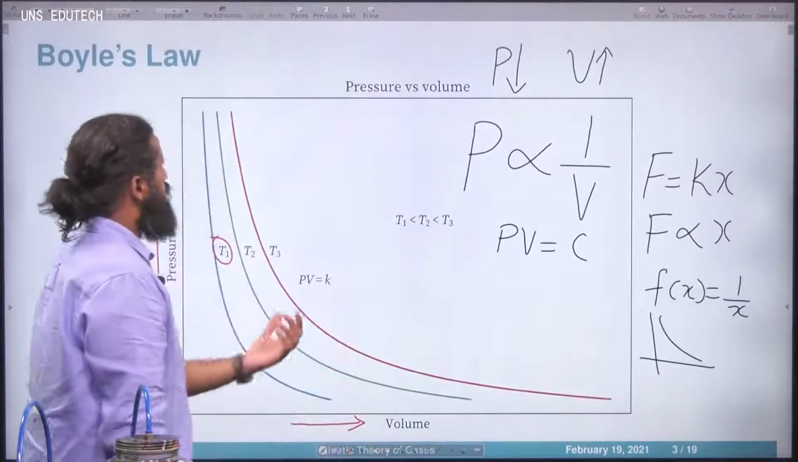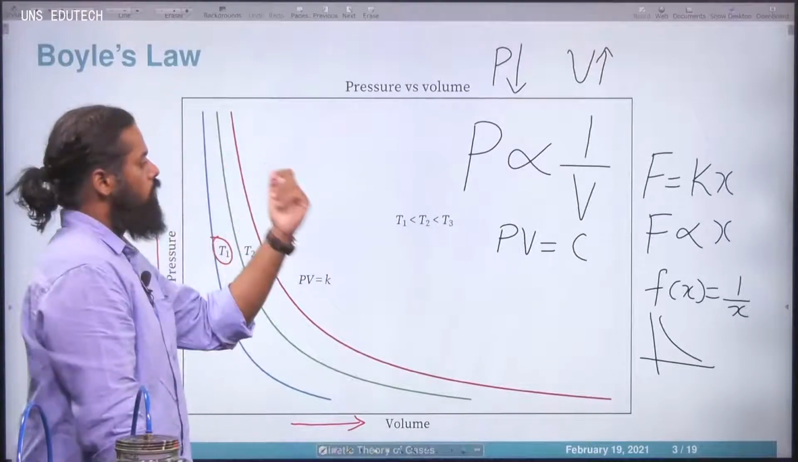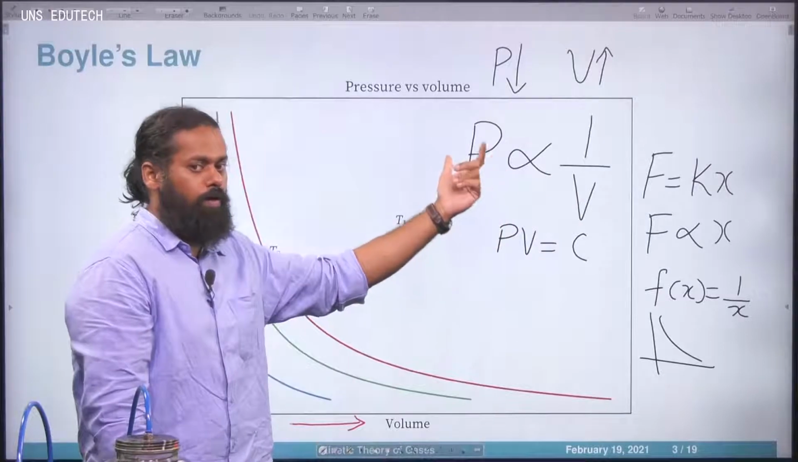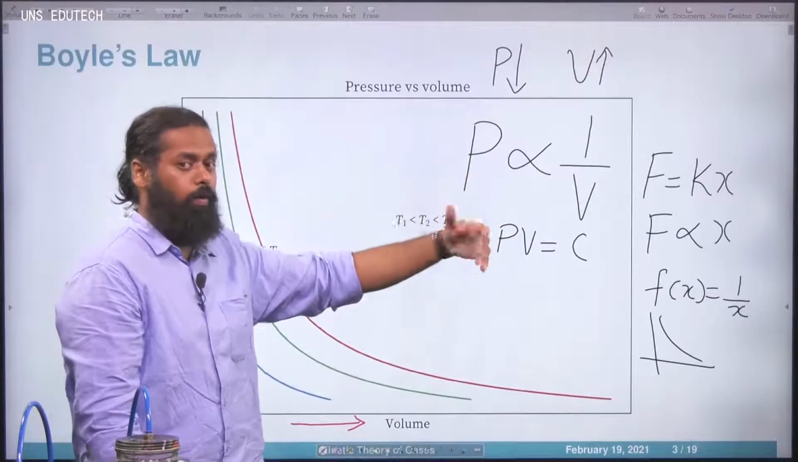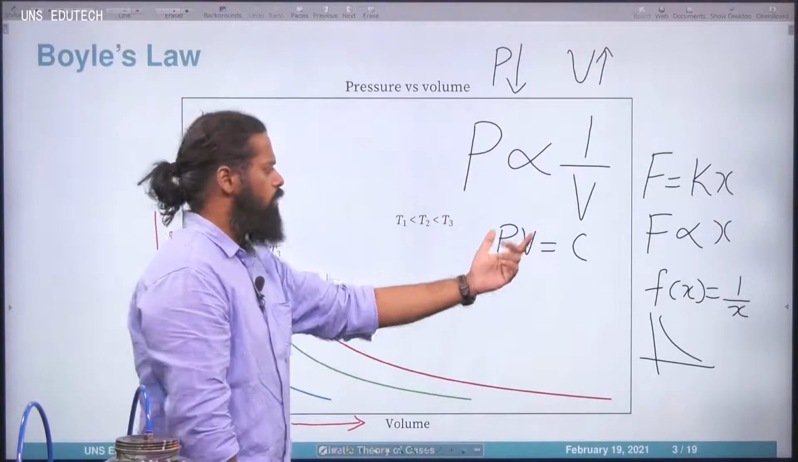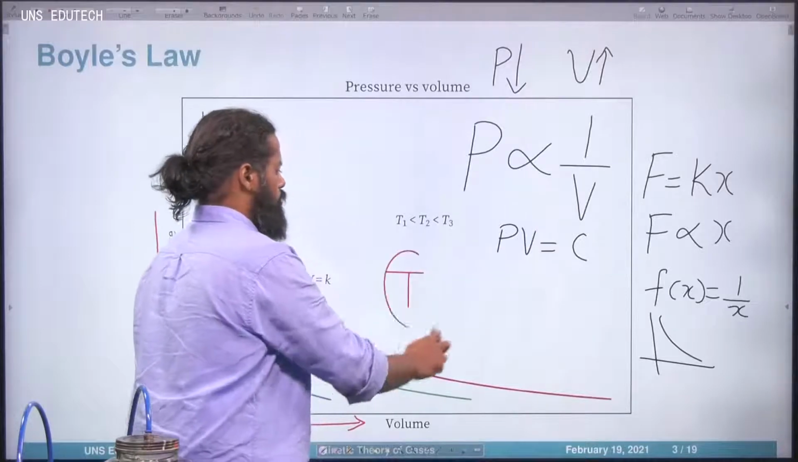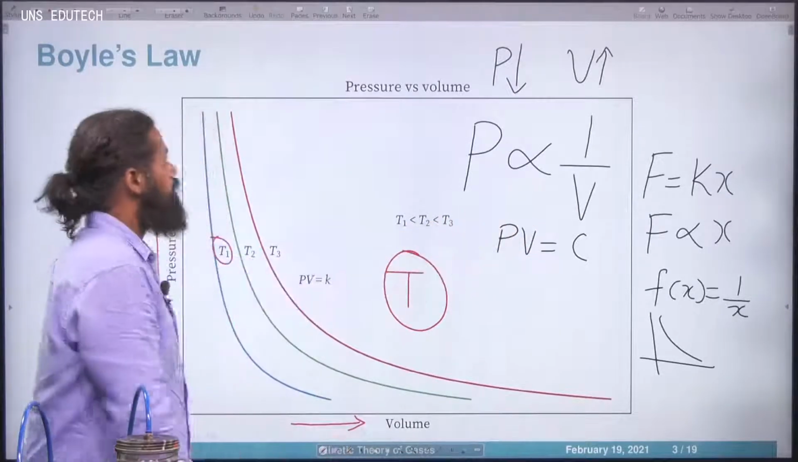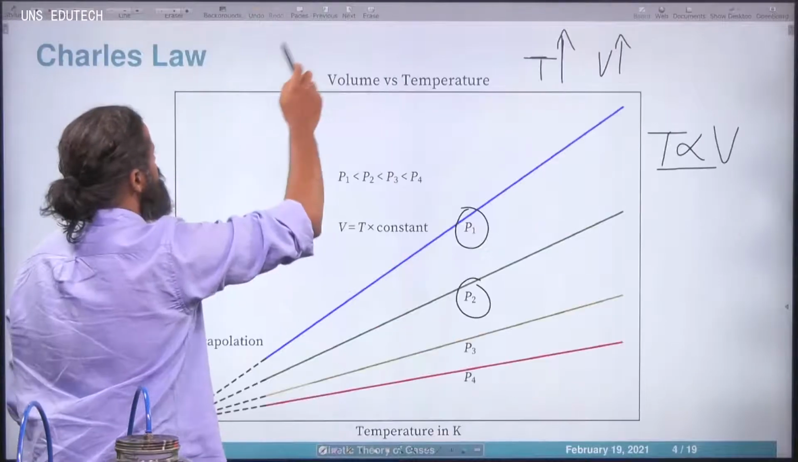So here the first one is Boyle's law. Boyle's law says that pressure is proportional to 1 by V. In some problems you have to directly use Boyle's law alone. We do not need to use any temperature or other quantity, because we are assuming that temperature is constant. If a problem is like that, then you have to use only this relation, PV is equal to constant, and you will be able to solve the problem. So this is based on Boyle's law.